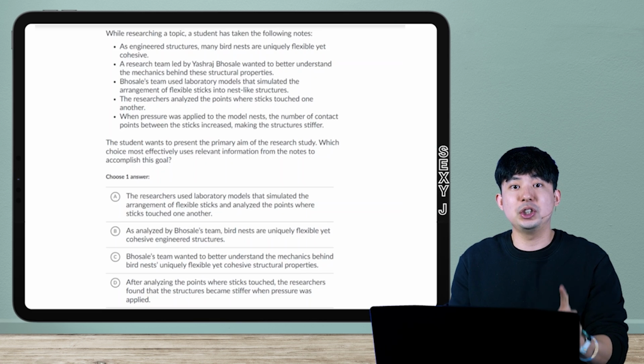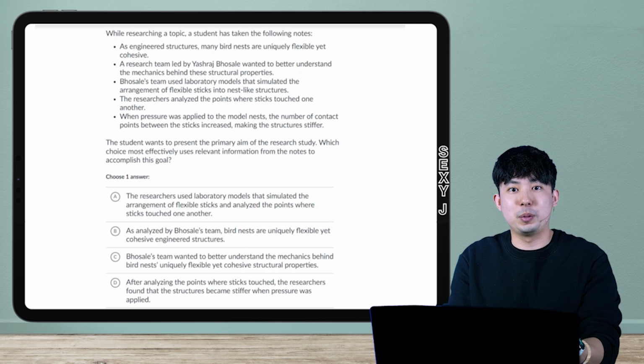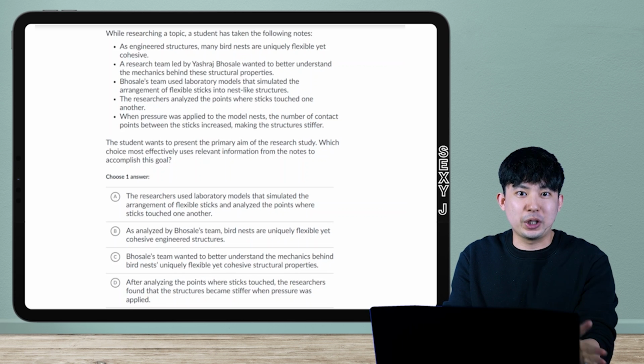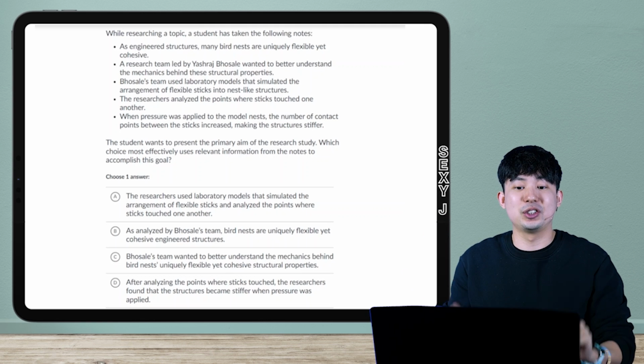So we're starting a new series within the Quick and Dirty for the rhetorical synthesis. Why? Because a lot of people have asked for it. And don't think I forgot, I am going to get to the transition questions as well. So with that out of the way, let's get to the Quick and Dirty.